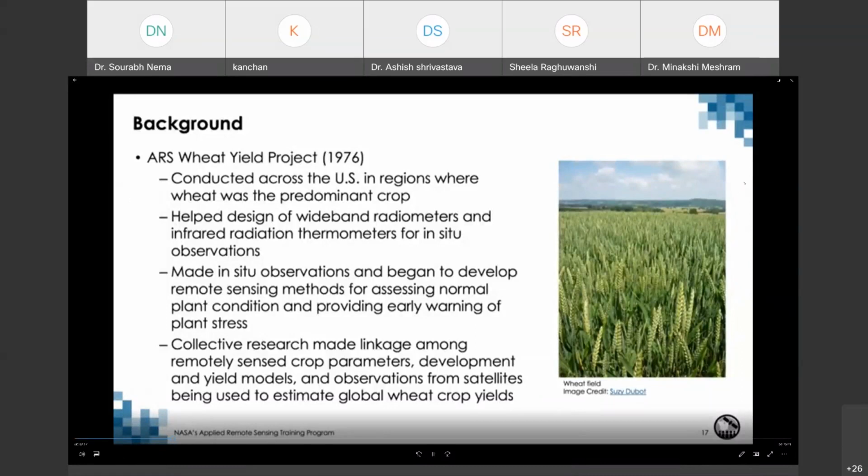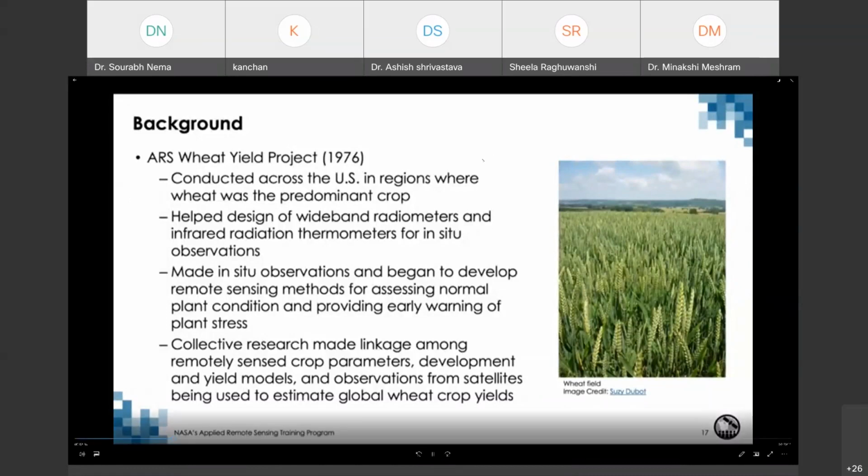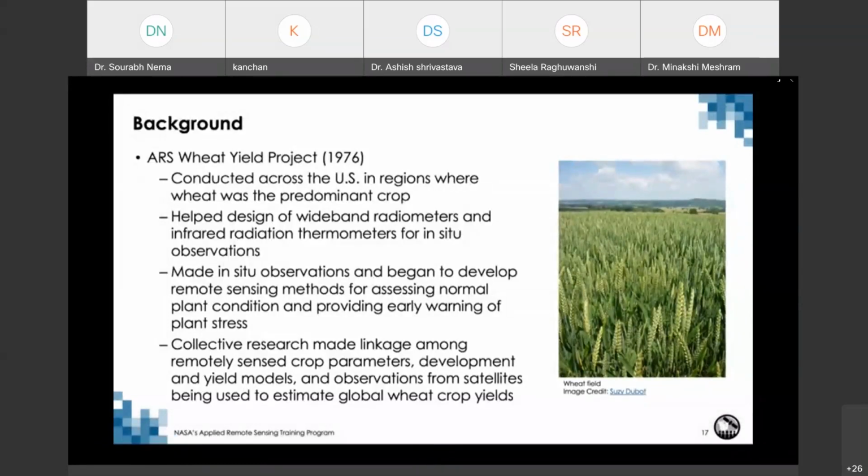The Wheat Yield Project helped better the design of wide-band radiometers and infrared radiation thermometers for in-situ observations. It also began to develop remote sensing methods for assessing normal plant conditions and providing early warning of plant stress. The collective research made a linkage among remotely sensed crop parameters, development and yield models, and observations from satellites being used to estimate crop yields.